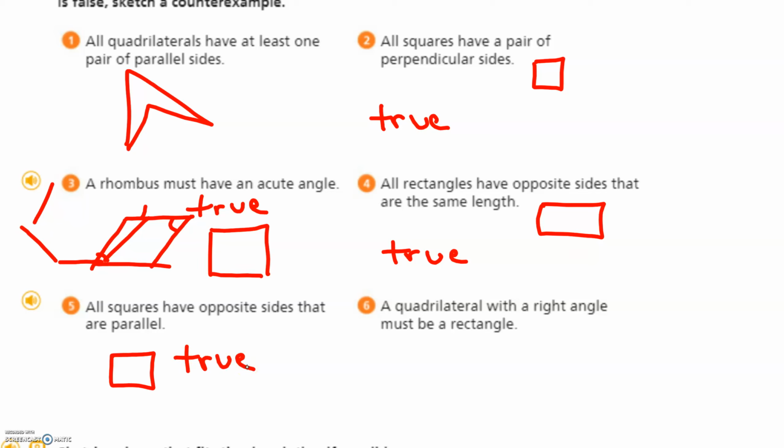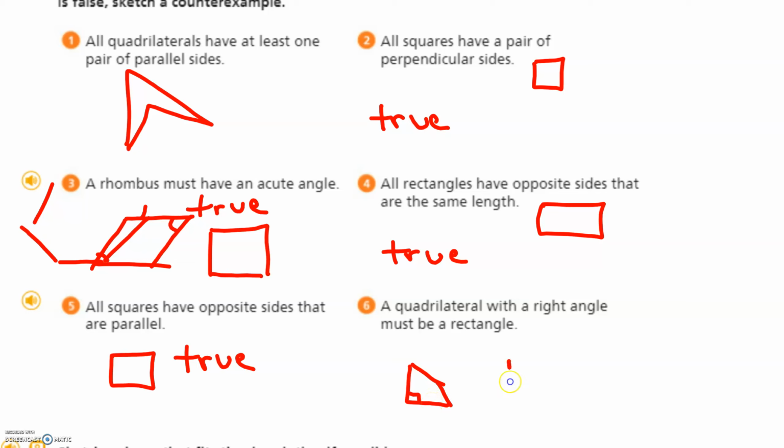All right, number 6, last one. A quadrilateral with a right angle must be a rectangle. Okay, so I'm going to draw a right angle. It's got to have 4 sides. I'm going to try to draw this and not make it into a rectangle. So I'm going to go like that, and I'm going to go like that. So I have one right angle, but it's not a rectangle.